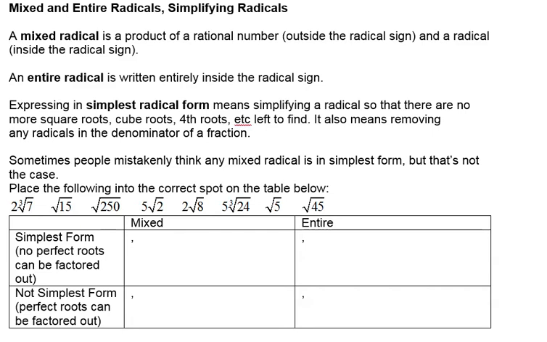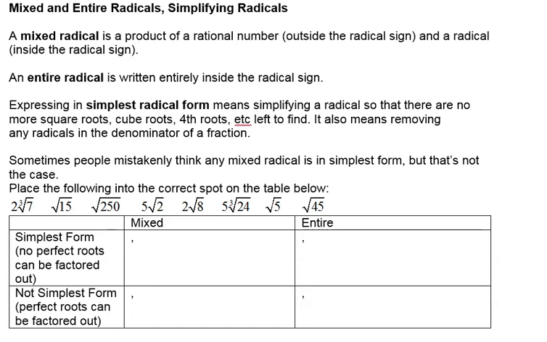An entire radical is written entirely inside the radical sign. So something like square root of 45. When we are asked to express a radical in simplified form, or simplest form, it means that there's no more factors that are perfect roots that we can take out. It also means taking any radicals out of the denominator of the fraction, but this lesson won't be looking at the denominator portion.